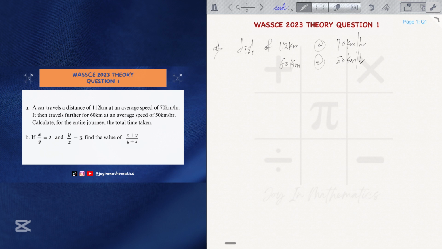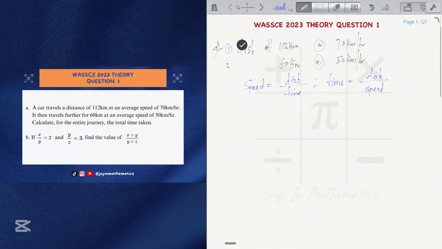So what is the formula for speed? Speed is equal to distance divided by time. And we can find time by making time the subject of the formula. So time will be equal to distance divided by speed. So let's call the distance of 112 kilometers at 70 kilometers per hour scenario 1, and this will be scenario 2.